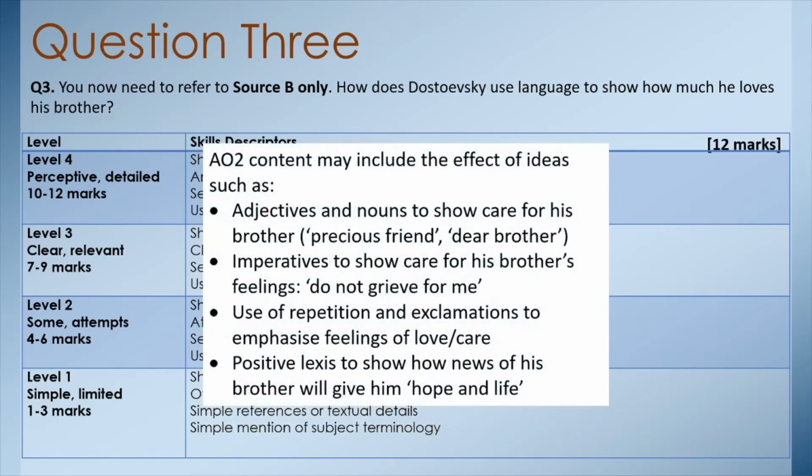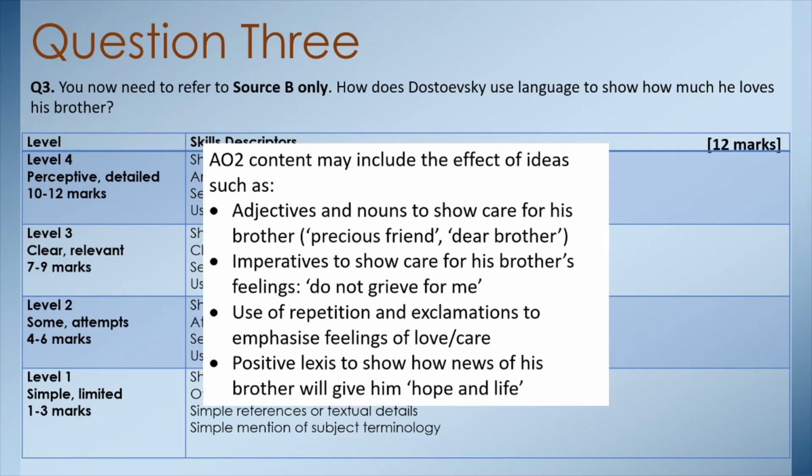Things you could have potentially discussed and focused on: the adjectives and nouns to show care for his brother, so precious friend, dear brother. Imperatives to show care as well there, so do not grieve for me. All these things we picked out. Use of repetition and exclamations to emphasise the feeling of love and care. And the positive lexis, so that semantic field to show how the news of his brother will give him hope and life. So hopefully that helps with answering question number 3.